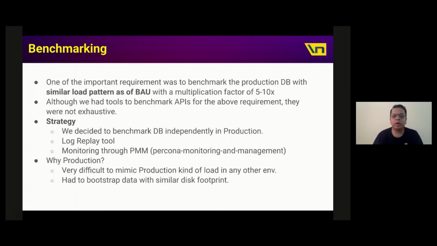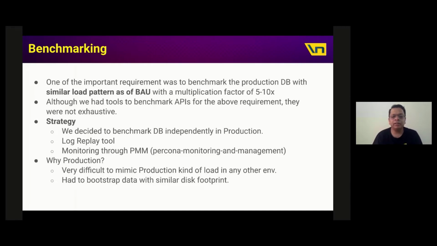So one of the important requirements before we even started supporting 300K QPS was the benchmarking of our workload itself. And to do the benchmarking, one of the strategies generally people use is to benchmark your APIs. There are a lot of tools available to benchmark your APIs where you can mimic similar kinds of load and similar workloads of the APIs, and then finally you benchmark your DBs also, right?